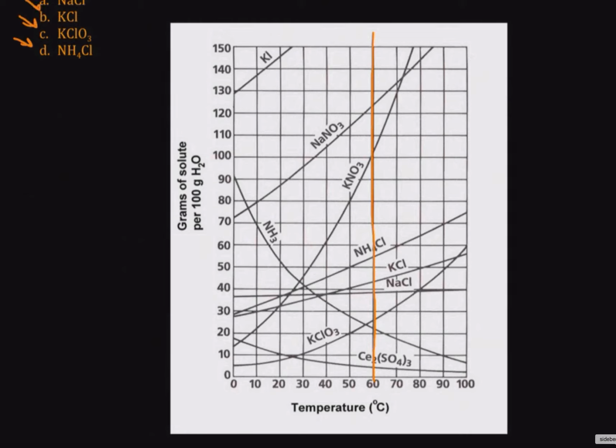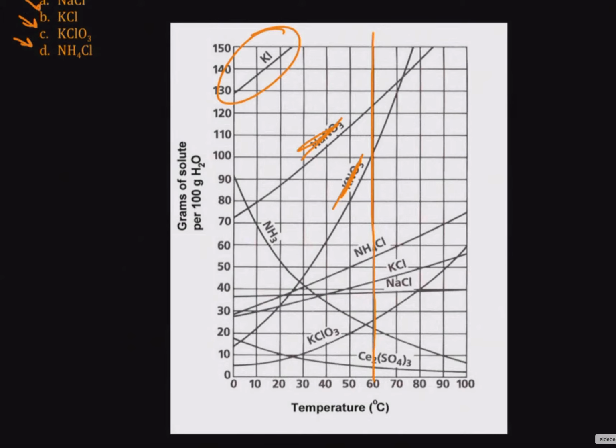The one that would be the highest overall, which is kind of hard to see, is the potassium iodide because it goes literally off the chart. If we assume that line keeps going up, it would be way higher than all the other ones. The next one is sodium nitrate, but that's not on our list. The next one down is potassium nitrate, but that's not on our list.